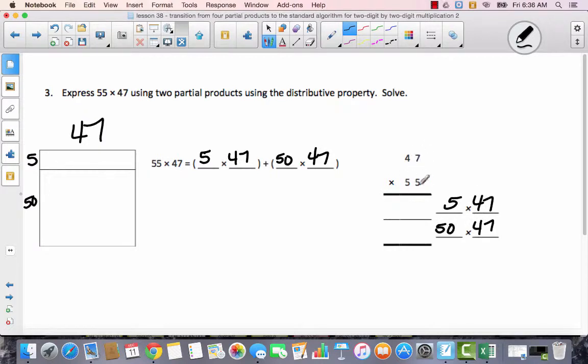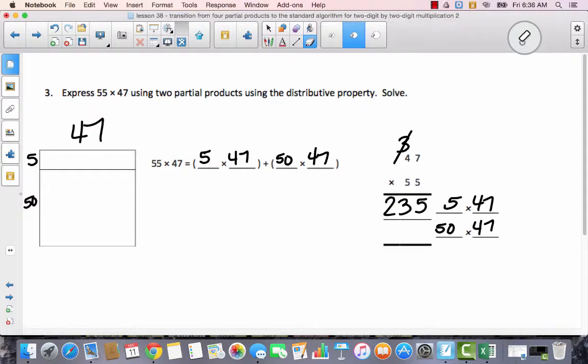So let's do 47 times 5. So 7 times 5 is 35. Now remember, we're not looking at this 5 yet. So now I'm doing 4 times 5 is 20, plus 3 is 23. So now I'm going to mark out this 3. I don't need that anymore.